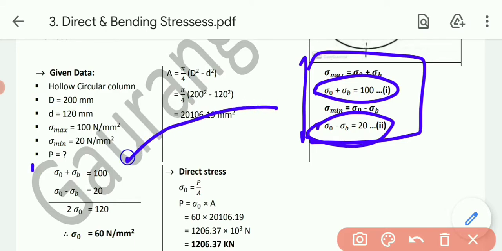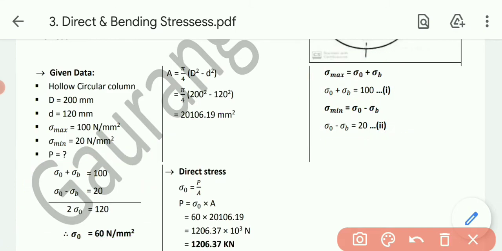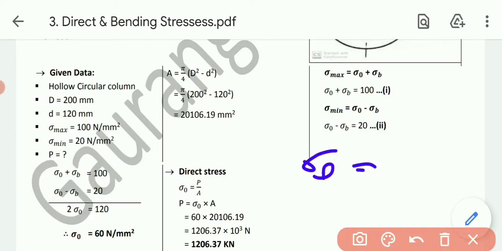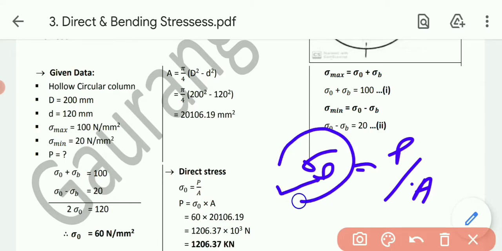So let's come over here. First equation, sigma 0 plus sigma b equals 100. Second equation, sigma 0 minus sigma b equals 20. By adding these, I get 2 times sigma 0 equals 120, so sigma 0 equals 120 by 2, that is 60 Newton per mm square. But they have not asked us to calculate sigma 0, they have asked us to calculate P. We know the relation sigma 0 equals P by A. I already have sigma 0, and if I get the value of area, then I can easily calculate P.